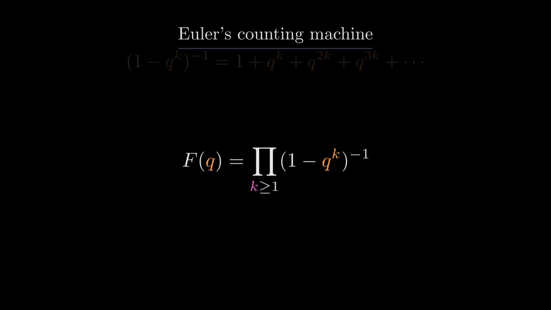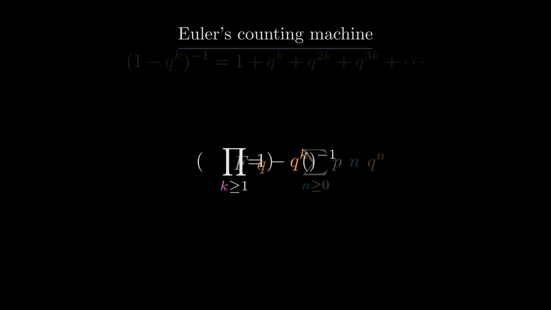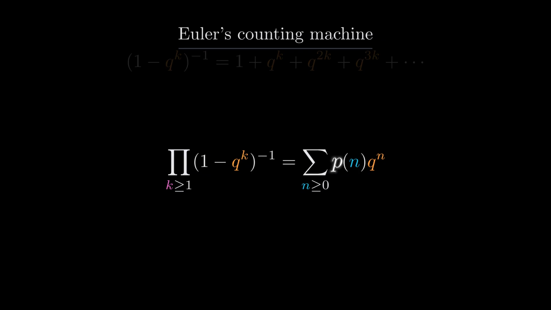And here is Euler's miracle. Expand that product, collect powers of q, and the coefficient sitting in front of q to the n is exactly p of n, the number of partitions. But wait, why should multiplying these factors count anything at all? Take a moment.